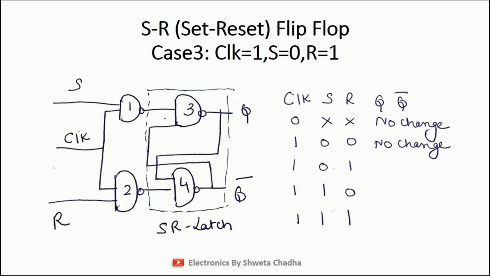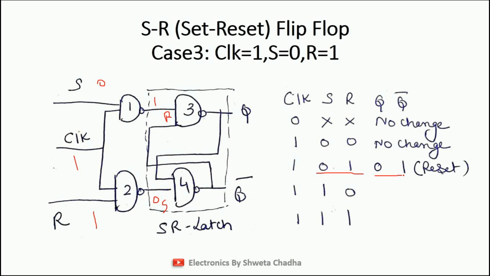So here comes our case number 3. Now what is case number 3? When clock is 1, S is 0 and R is 1. So let us now start with this case. 0, 1, the output of the NAND gate is 1. 1, 1, the output of the NAND gate is 0. Now students, this signal is S and this signal is R in the SR latch. So in the SR latch, when S is equal to 0, R is equal to 1, the output is 0, 1. Hence, I have got the answer 0, 1.